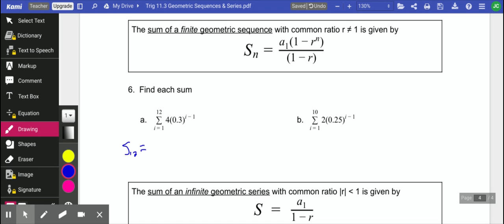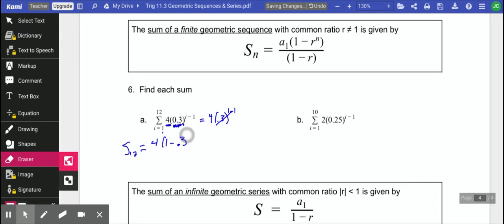And a1, to find our first term, you can either plug in 1, like actually plug it in, and you get 4 times 0.3 to the 1 minus 1, which is going to be 0.3 to the 0, which is 1. So your first term is 4. Or you could have looked at this and said, look, I know that's going to be a1. And then 1 minus r, your r is your common ratio. It is always going to be the base of that exponent. So 0.3 to the 12th.